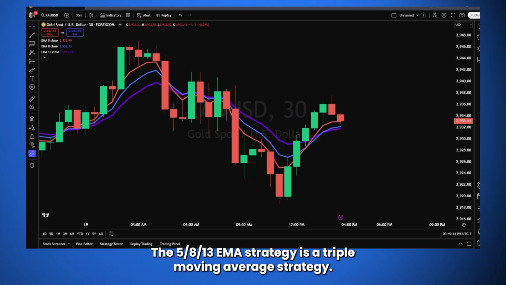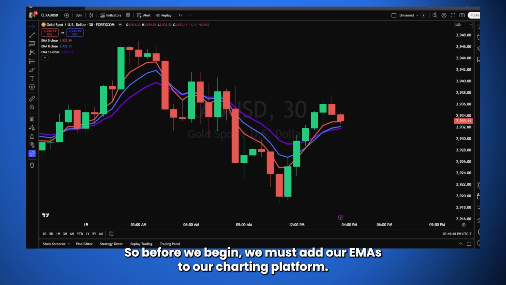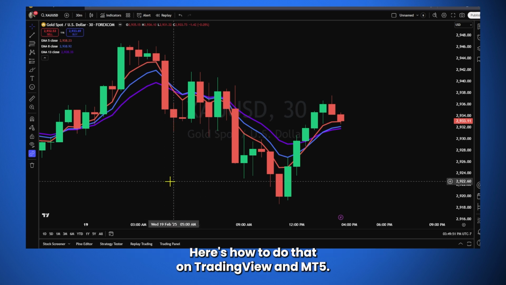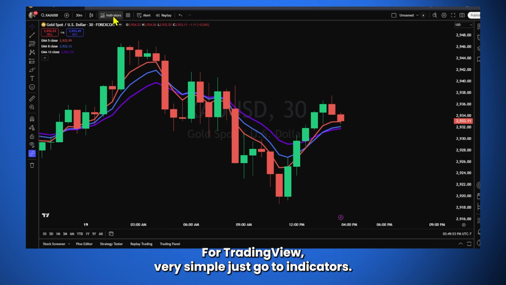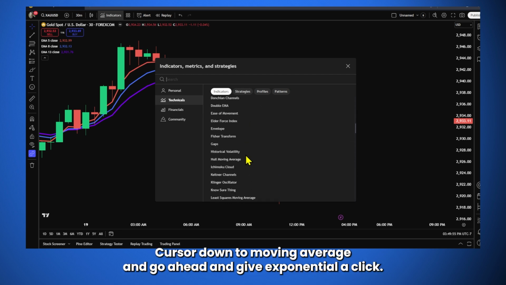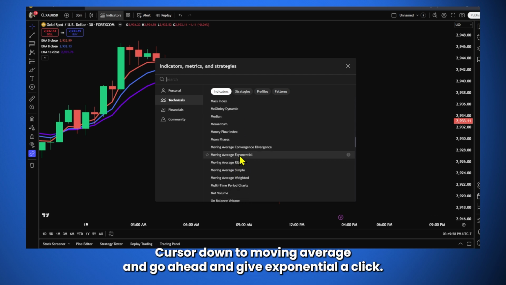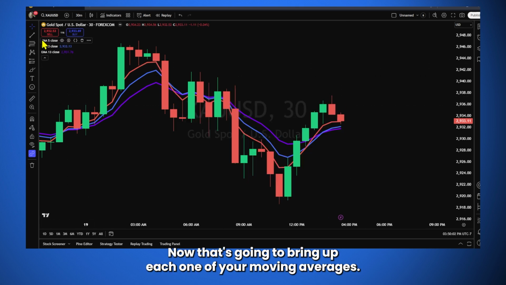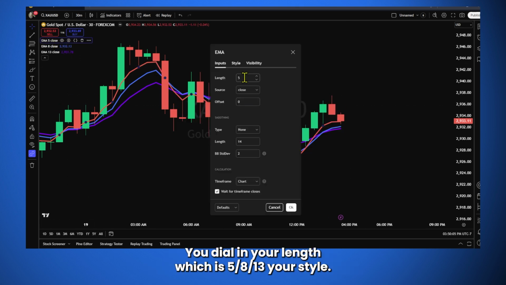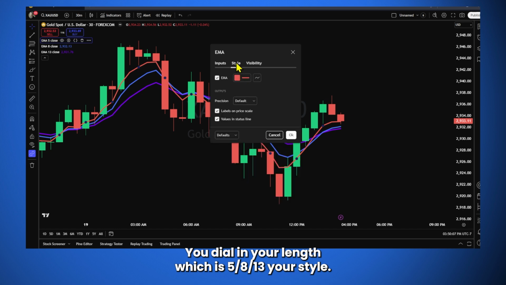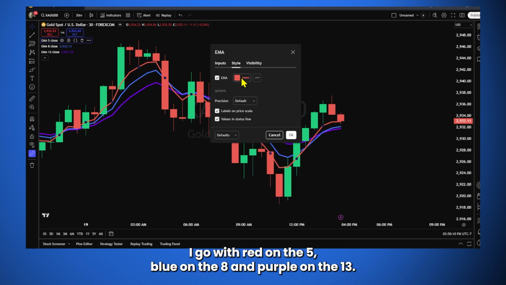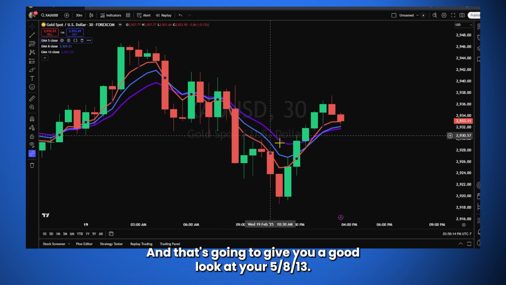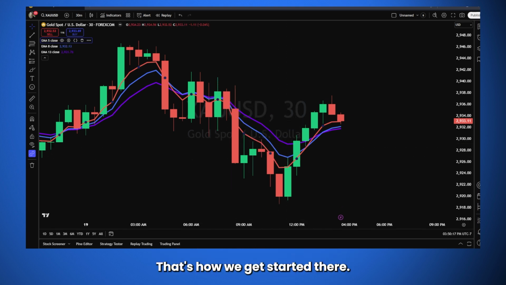The 5-8-13 EMA strategy is a triple moving average strategy. So before we begin, we must add our EMAs to our charting platform. Here's how to do that on TradingView and MT5. For TradingView, very simple. Just go up to indicators, cursor down to moving average, and give exponential a click, and you're going to click that 3 times. Now, that's going to bring up each one of your moving averages. You just go to settings, you dial in your length, which is 5-8-13. Your style, you need to make them different colors. I go with red on the 5, blue on the 8, and purple on the 13, and that's going to give you a good look at your 5-8-13. That's how we get started there.